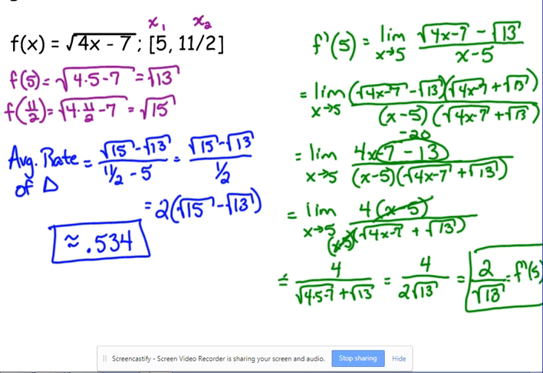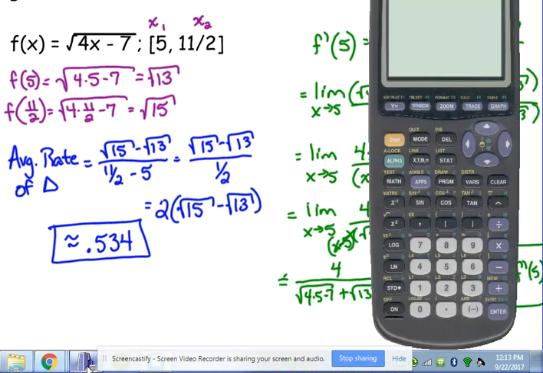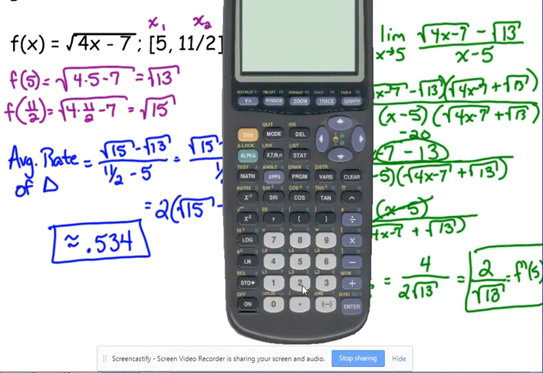So let's compare that value to 0.534. Let's look at its decimal approximation. 2 over the square root of 13.